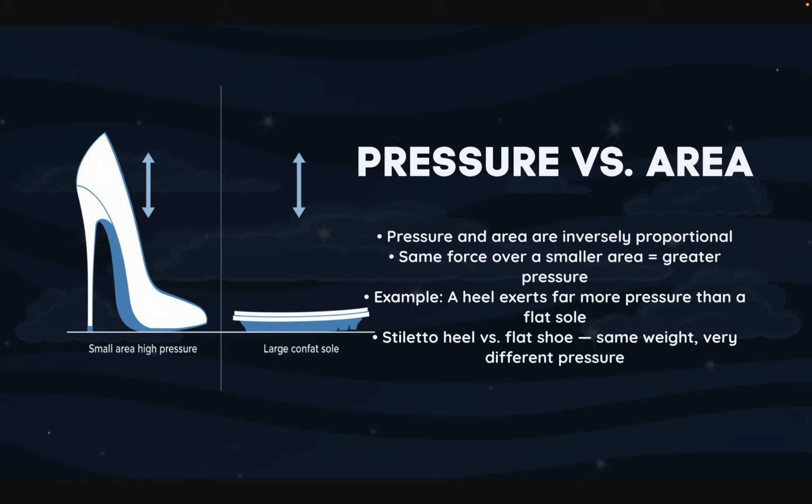So let's keep the force constant. What happens if the area becomes smaller? Well, pressure increases. This explains why high-heeled shoes sink into soft ground more easily than flat shoes. Although both support the same person's weight, the high heel concentrates the force over a much smaller area.